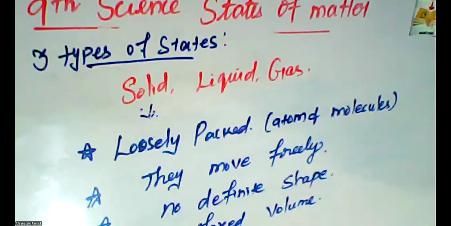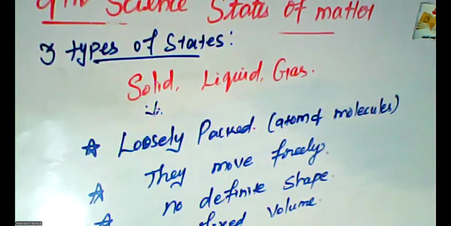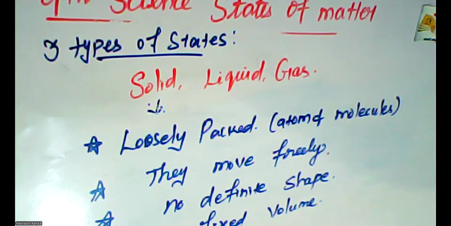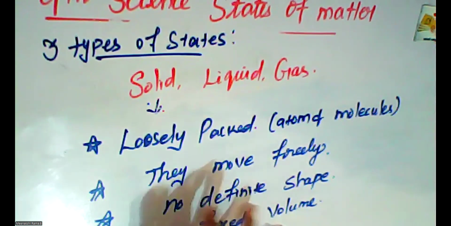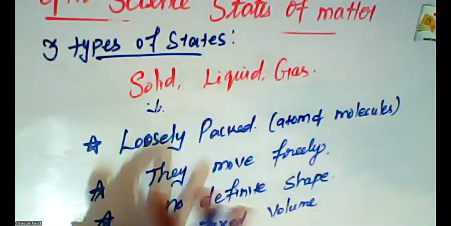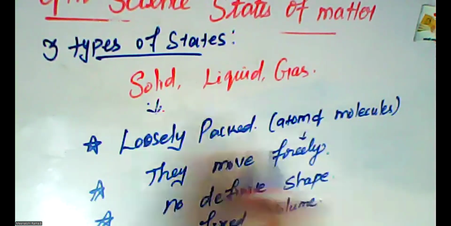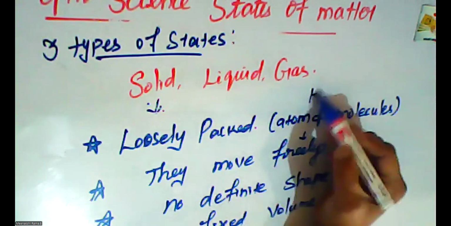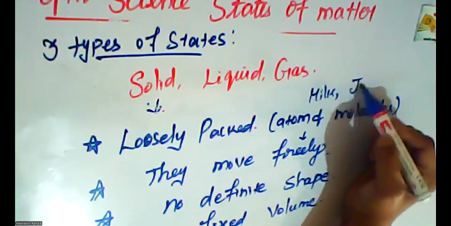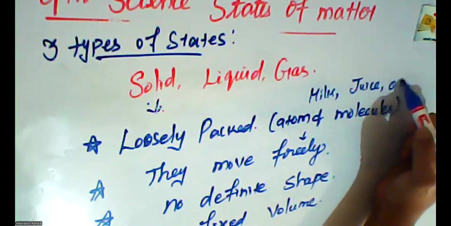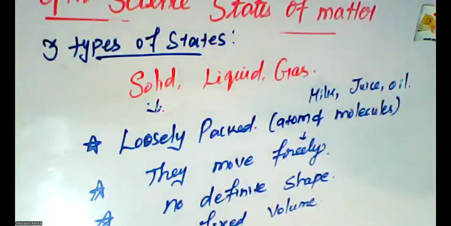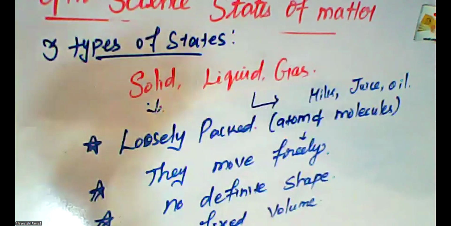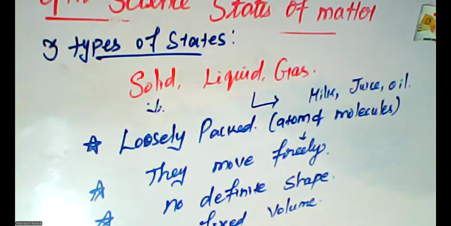We saw a tumbler of juice and water, a bottle of water, a cup of tea, like that. They have a fixed volume, but they don't have a definite shape. The molecules move freely and are loosely packed. So these are all the properties of liquids. Milk, juice, oil. These are all examples of liquid state materials.